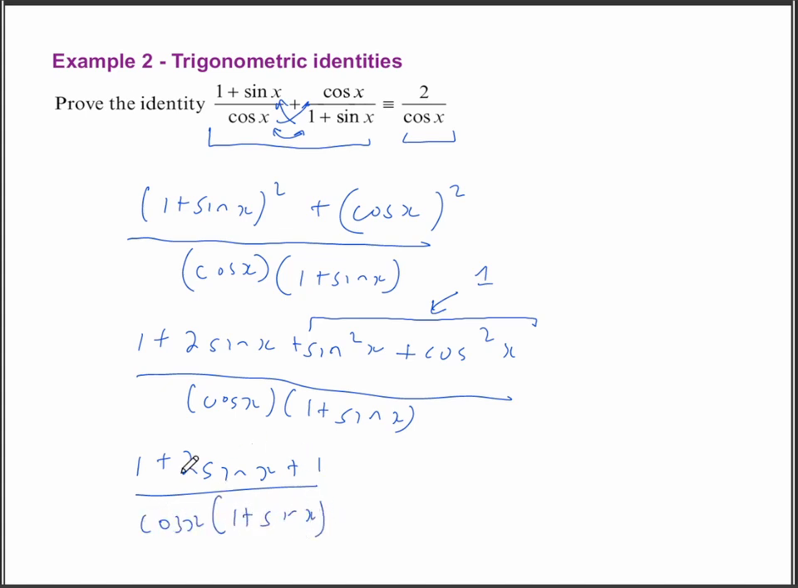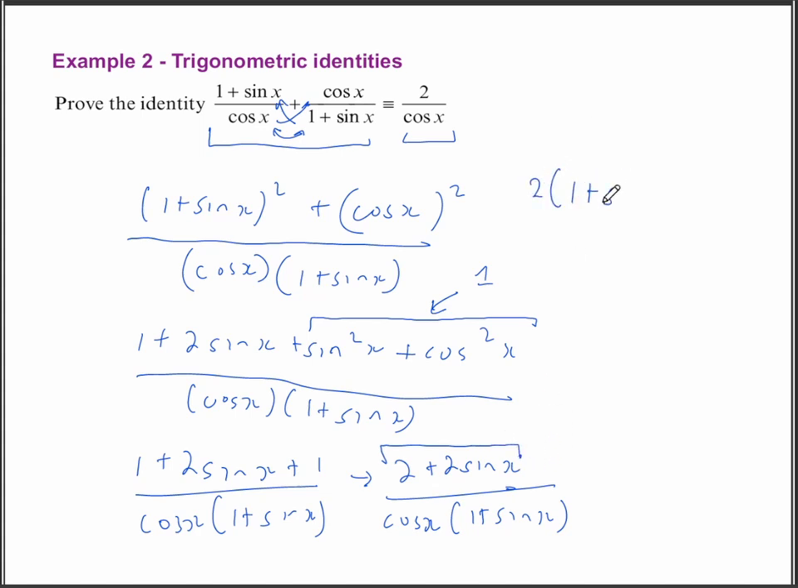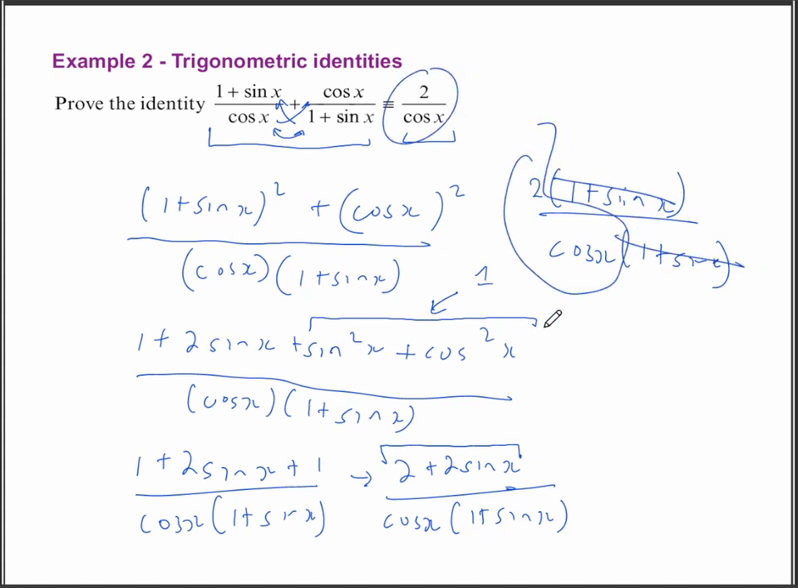And so we will now have 1 plus 2 sine x plus 1 over cos x, 1 plus sine x. Then we can rewrite this as 2 plus 2 sine x over cos x, 1 plus sine x. Now we might think that we are stuck, but remember, we can factor out the 2 here, and we would get 2 bracket 1 plus sine x over cos x, 1 plus sine x. At the end, we can just cancel these out, and we will be left with the 2 over cos x that we needed.